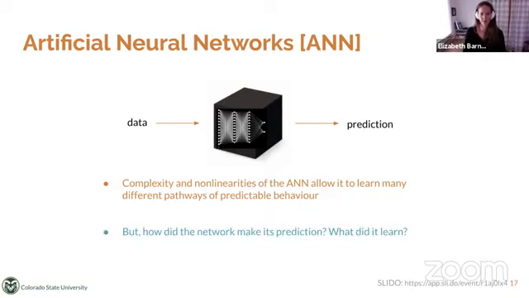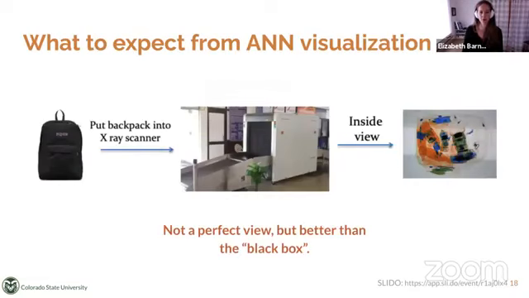But a big question as scientists is, how did the network make its prediction? What did it learn? How did it do such a good job? And as scientists, we're often wondering why. We don't want to just make a prediction. We then want to understand why we were able to make a prediction. And so what can we expect from neural network visualization?